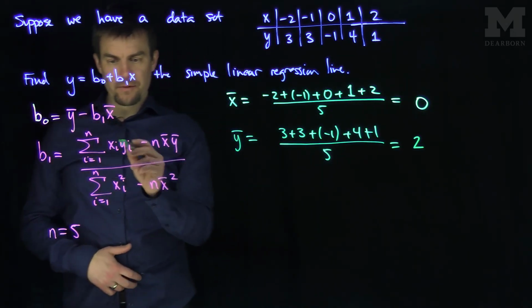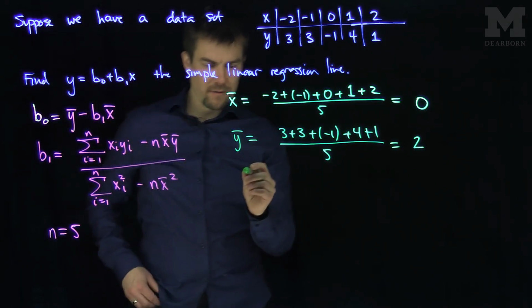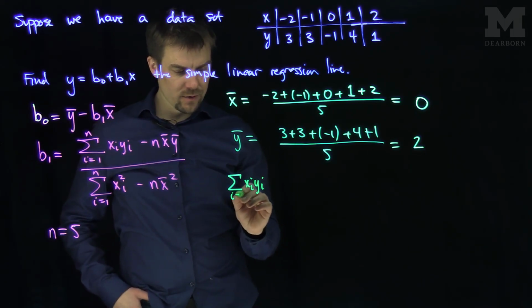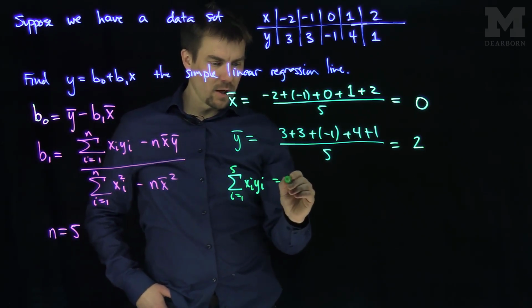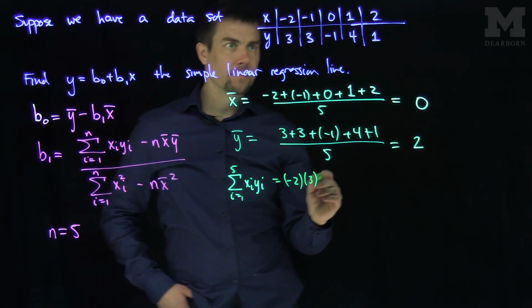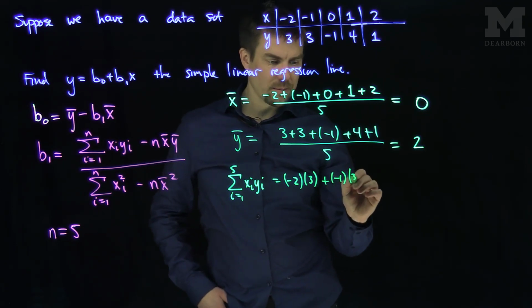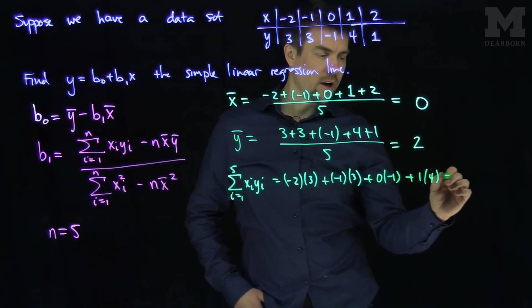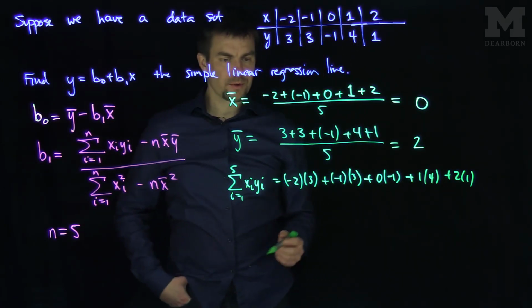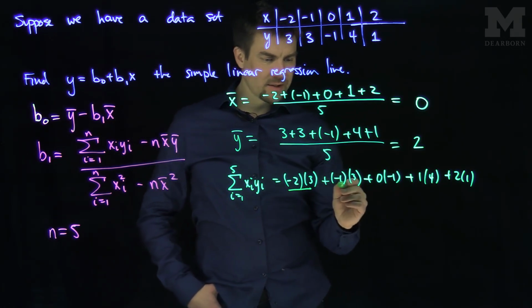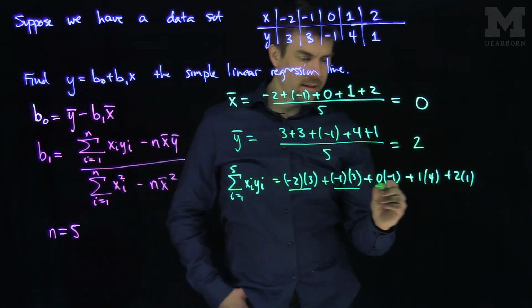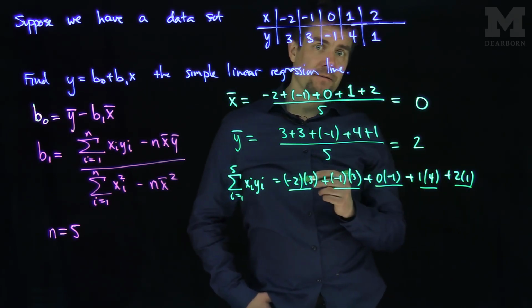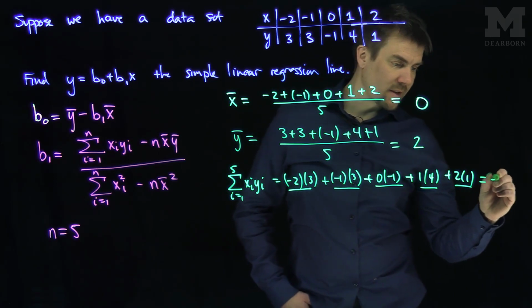Now we need to find the sum of the xi yi. The sum of xi yi, i goes from 1 to 5, is going to be -2 times 3, and then -1 times 3, and then 0 times -1, and then 1 times 4, and then 2 times 1. So let's do this. This is a -6, then a -3. That gives me a -9, then nothing, then -9 plus 4 is -5. -5 plus 2 is -3. So I have a -3 over here.